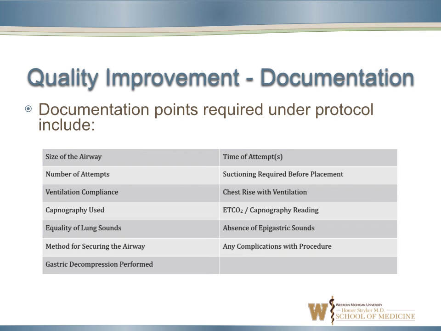This list provides all the points that are defined in the protocol that each report that utilizes advanced airway should have in it. The size of the airway used, the number of attempts, the suctioning required before placement, ventilation compliance, rise and fall of the chest with ventilation, that capnography was used, and what that capnography reading was, the quality of your lung sounds, the absence of any epigastric sounds, what method you used for securing the airway, any complications that may have arisen out of the procedure, and whether or not gastric decompression was performed.